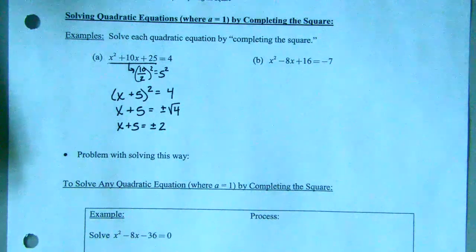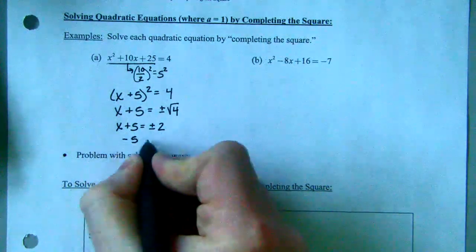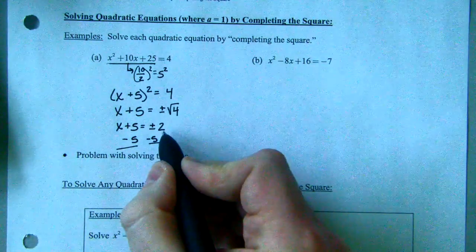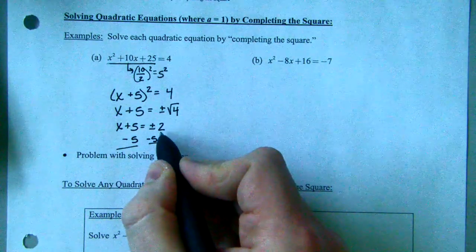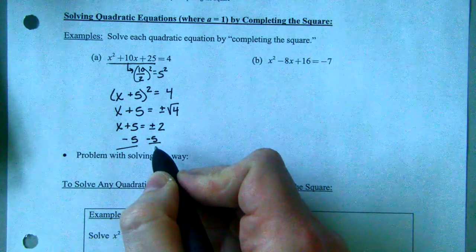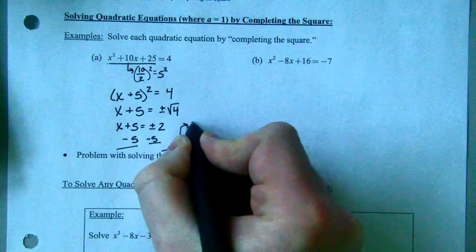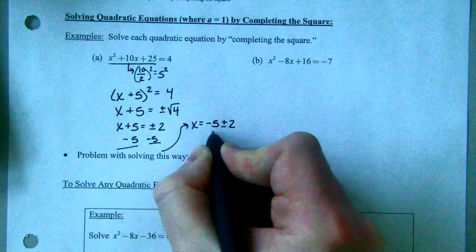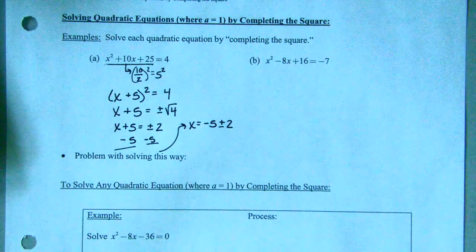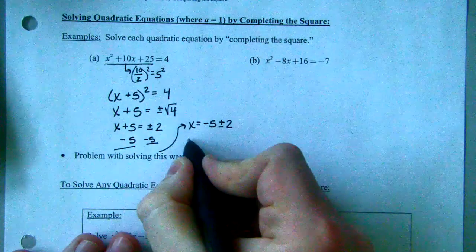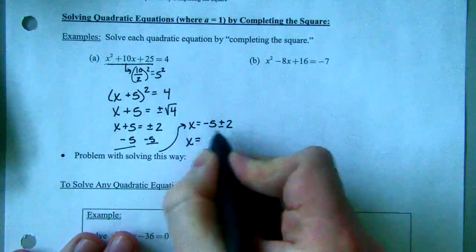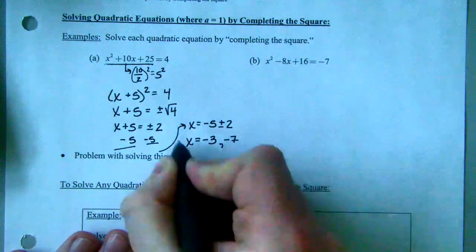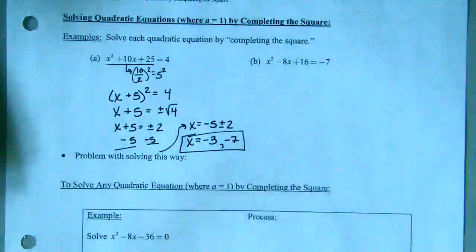I now need to get the x by itself. I'm going to subtract 5 from both sides. As far as the right side goes, if this is 2, 2 minus 5 is very different than negative 2 minus 5. I'm going to get very different numbers, so let's not do that. Let's write this as x equals negative 5 plus or minus 2. Let's just not combine the negative 5 with the 2 yet. But now, why don't I go ahead and do that? Negative 5 plus 2 gives negative 3, and negative 5 minus 2 gives negative 7. And these are your two answers.